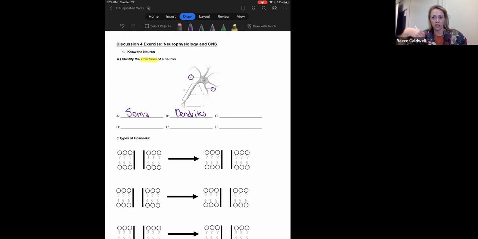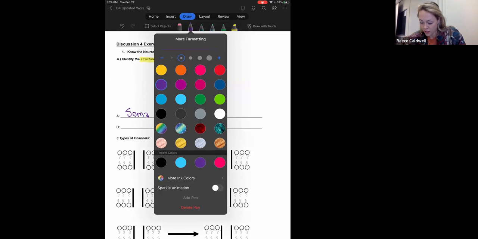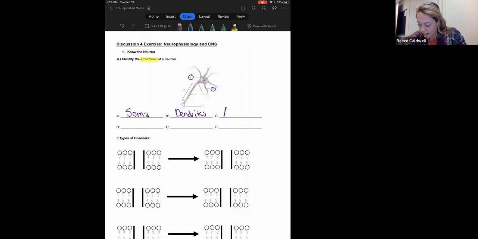The cell body will integrate them, and then we will decide if they are strong enough here at the axon, or sorry, the axon hillock. So structure C is the axon hillock, and it is this structure right here, and it's the beginning of our axon. The axon hillock is associated with threshold. So if the cell body decides that the stimuli is strong enough, it will reach that axon hillock and be sent down the axon.